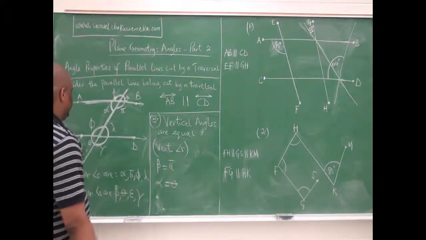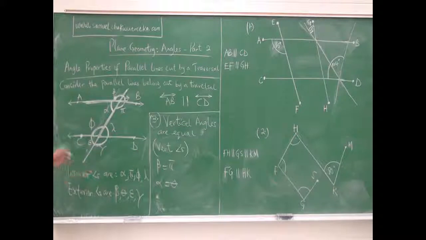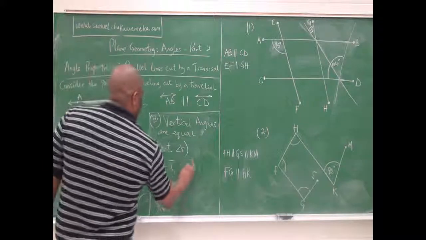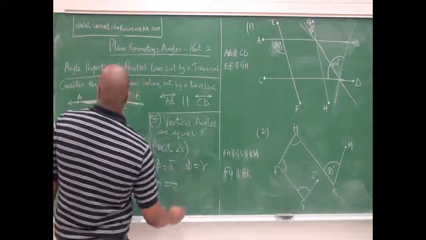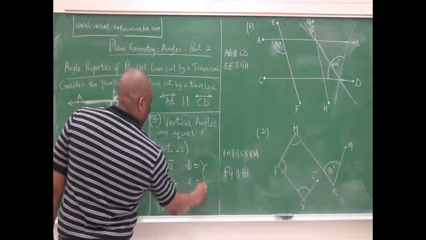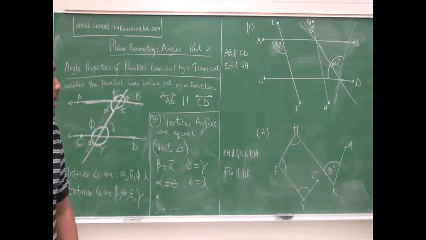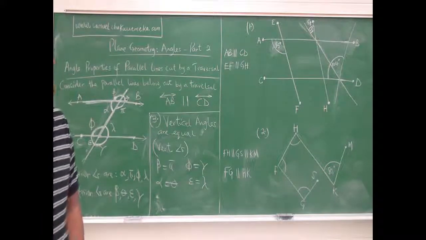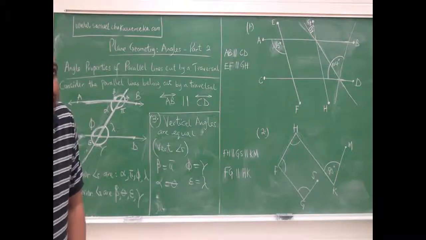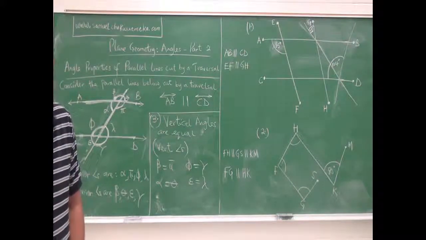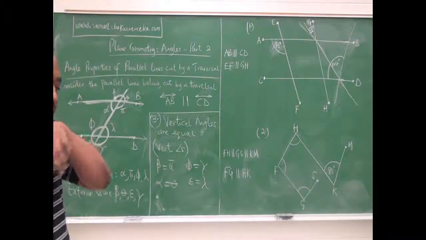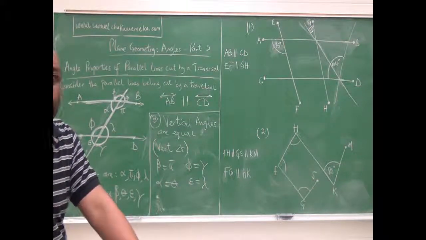The reason: vertical angles. And then at the point of intersection between the traversal and line CD, we have that phi is equal to gamma, and that epsilon is equal to lambda. Okay? Take note of that. Vertical angles or X angles. So when you talk of angles formed between parallel lines cut by a traversal, think of X, Y, Z.